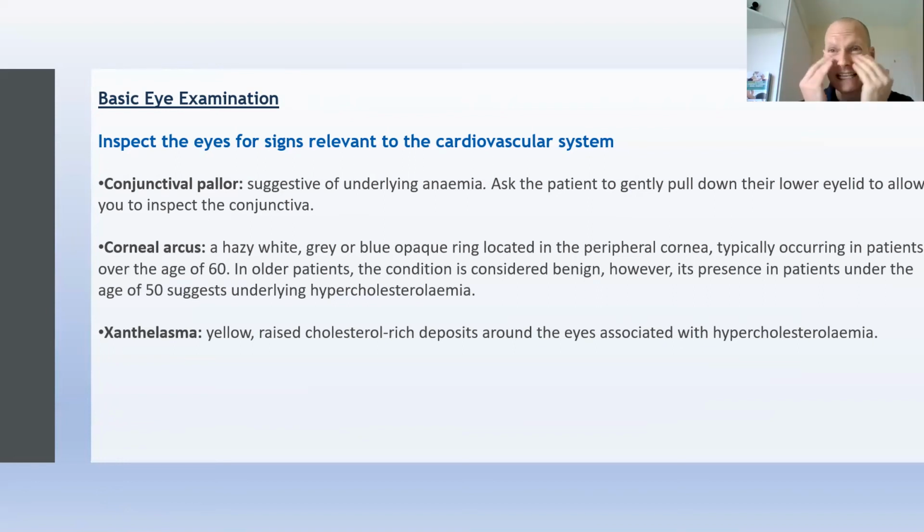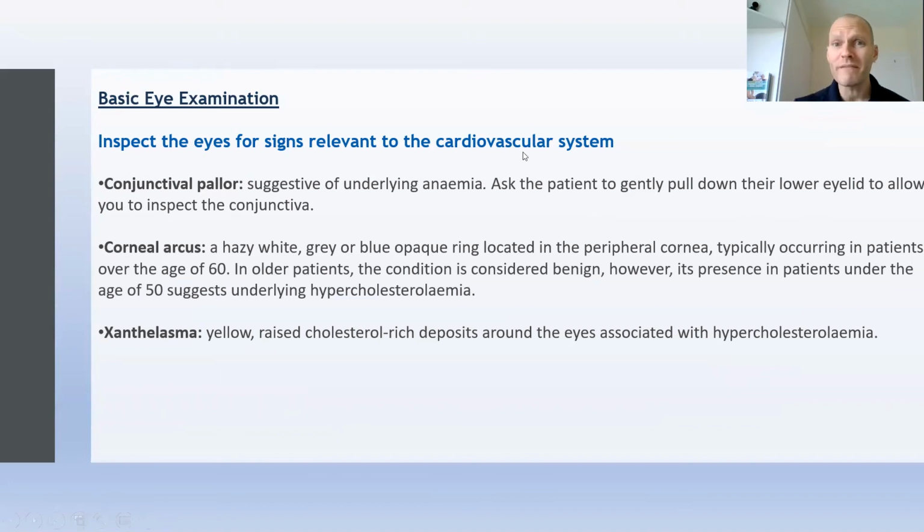Xanthelasma, yellow raised cholesterol deposits. Now, again, we're not opticians, but we can objectively look and see what we think is normal. If the patient has significant eye bags, bloodshot eyes, discoloration, changes, or visual changes, then I would personally refer that person to an optician, someone who has access to all of this fantastic equipment, and they can do a thorough examination of that person.